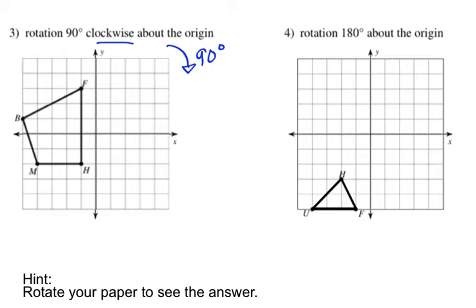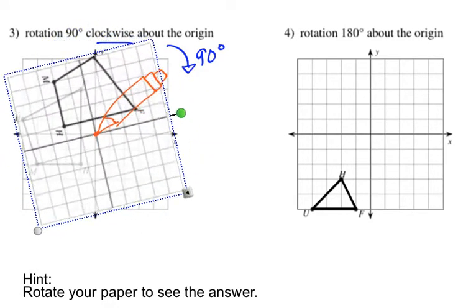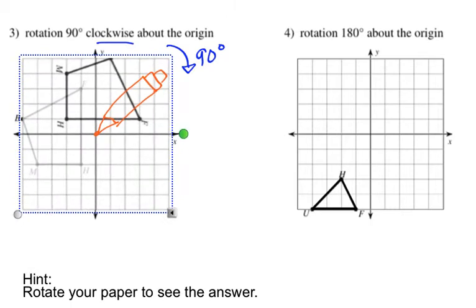So this is 90 degrees clockwise. Now you're going to take the paper, putting your pencil down right here on the origin, and you will take the shape and rotate it 90 degrees, and now you're looking at it like this. This is what it looks like rotated 90 degrees. You're actually looking at what the answer will be.